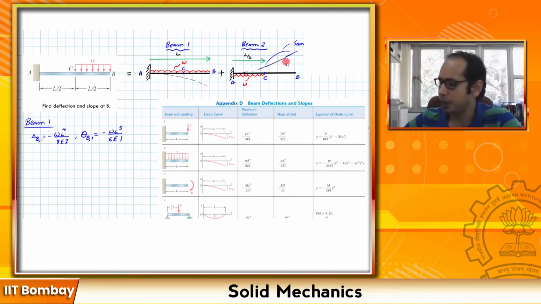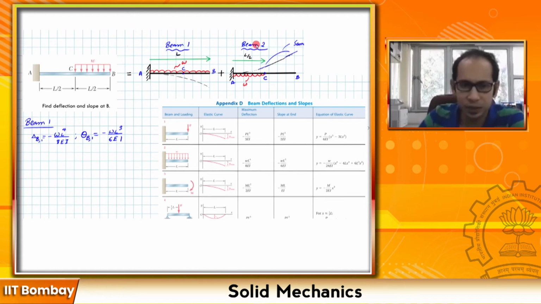But what about, if I find the deformation over here using this table, substituting L as L over 2, what about the deformation at this point? It can be easily calculated because I have a linearly increasing function over here with a particular slope. So let's go ahead and start to write that down.